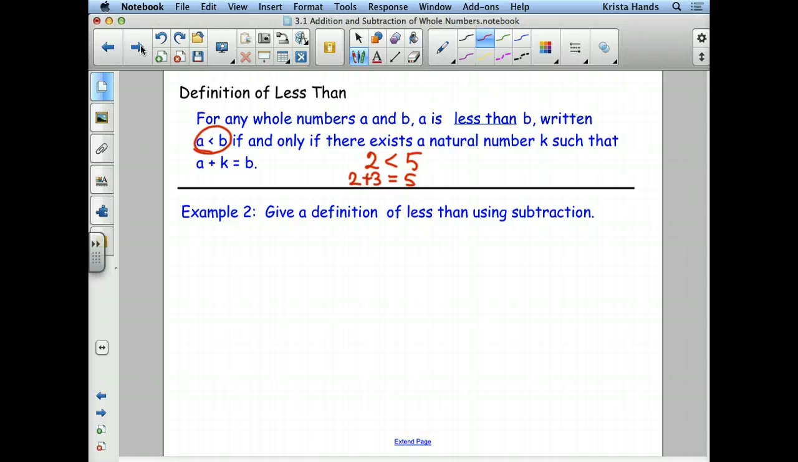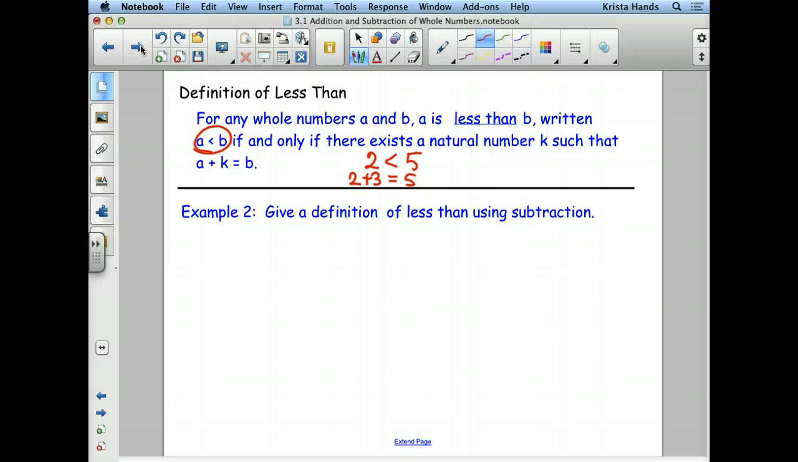Is there something I could add on the left-hand side that would make the two sides the same? There exists a number that would make that work, and it's a whole number. That number 3 has to be a positive integer in order for this to work. So this looks a little bit different.